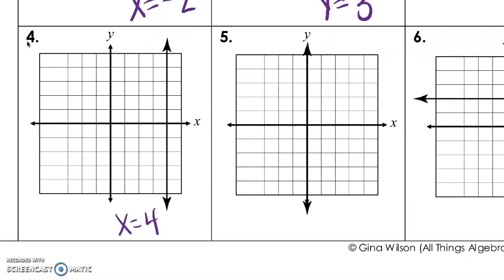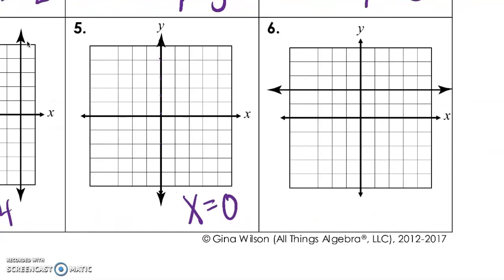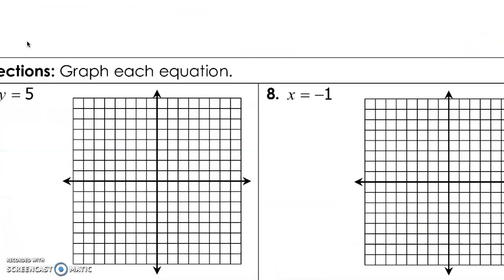Number 5 is tricky. It's right over the y-axis, so most people think y is 0. But your y values would be different at every single ordered pair. Your x is always equal to 0 on the y-axis. Number 6, we would have y equals 2. So figure out if you're going up or down, and that's your y. If you're going left or right, then that's your x. So that will be how you graph it.